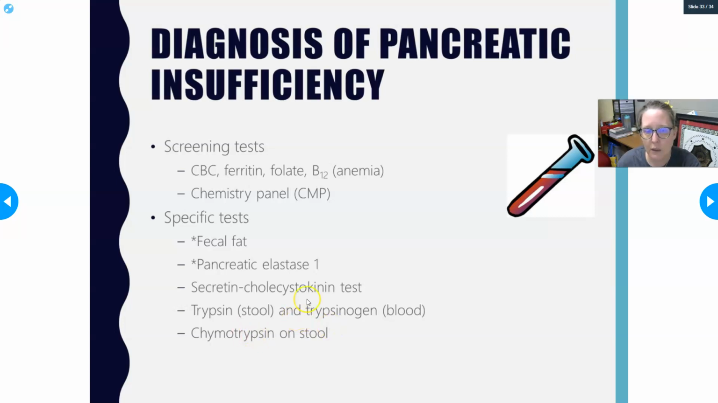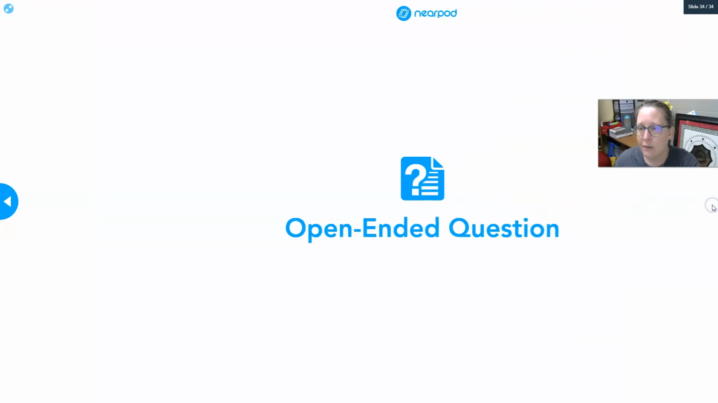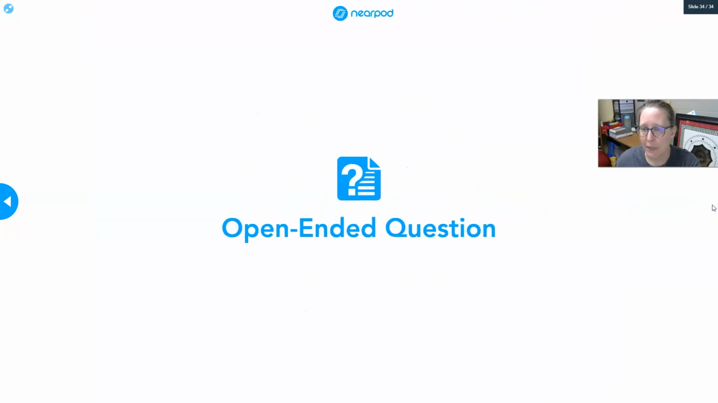And the same thing with pancreatic elastase. If it's not there, if there's not enough of it, then there's an insufficiency. Or if there's too much fecal fat. If there's fecal fat present, there's an insufficiency. So there you go. And that wraps it up for our pancreas chapter.